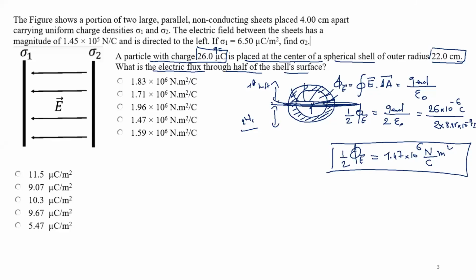So again, here my Gaussian surface is just my outer shell, right? Good. Let's go to the next question. Let me erase this first.